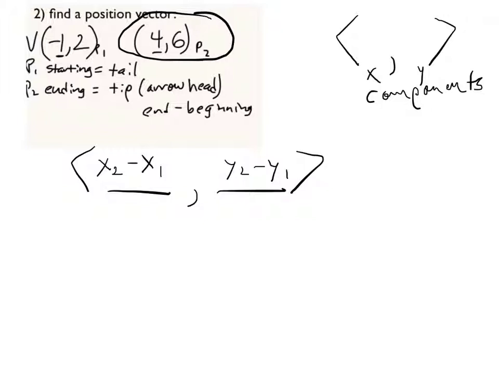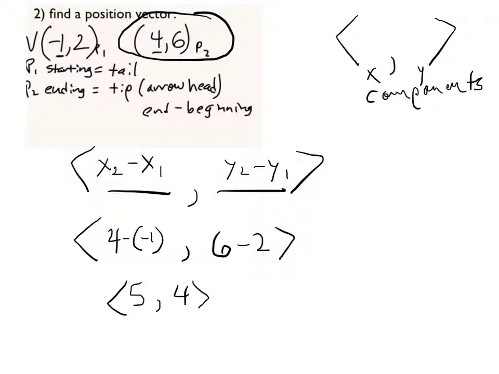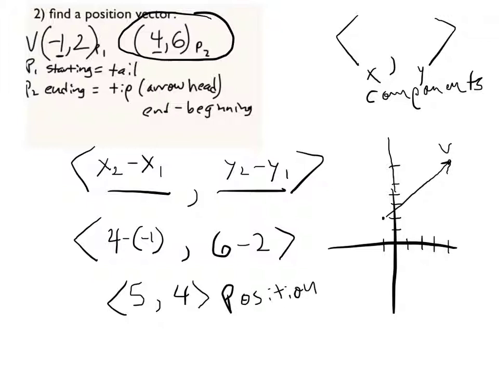Alright, so if v is said to start at -1, 2, and finish at 4, 6, then -1, 2 is our starting and 4, 6 is our ending. So to do this, I go, alright, 4 minus -1 and 6 minus 2. Okay, so we end up with 5, comma, 4. So if I were to draw this, I would start at -1, 2, and I'd go to 4, 6. Put the points, okay, and that would represent v. All right. So this is called position vector form.